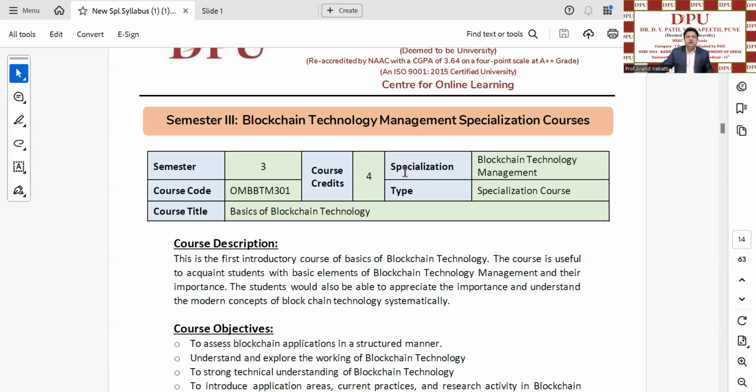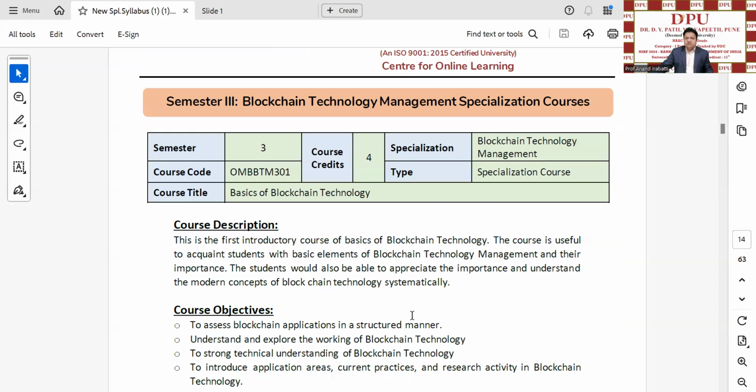So this course will give you the basics of blockchain technology. What are the basic elements of blockchain technology? What is their importance? What are the modern concepts of blockchain technology? What are the emerging trends? All the basics that you're going to learn in this very first course of blockchain technology as a specialization course.